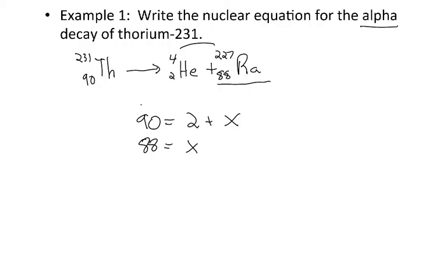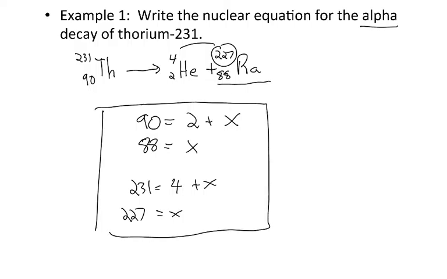I could do the same thing to figure out this unknown mass number. If I was having trouble, I could say 231 is equal to 4 plus x. To solve this, I subtract 4 from both sides, and so I get x is 227. This last bit was not strictly necessary. I was just trying to show you, if you're having trouble figuring out what the new atomic numbers and mass numbers are, you can write down these simple mathematical equations. All right, so this was for alpha decay. Let's look at another example.